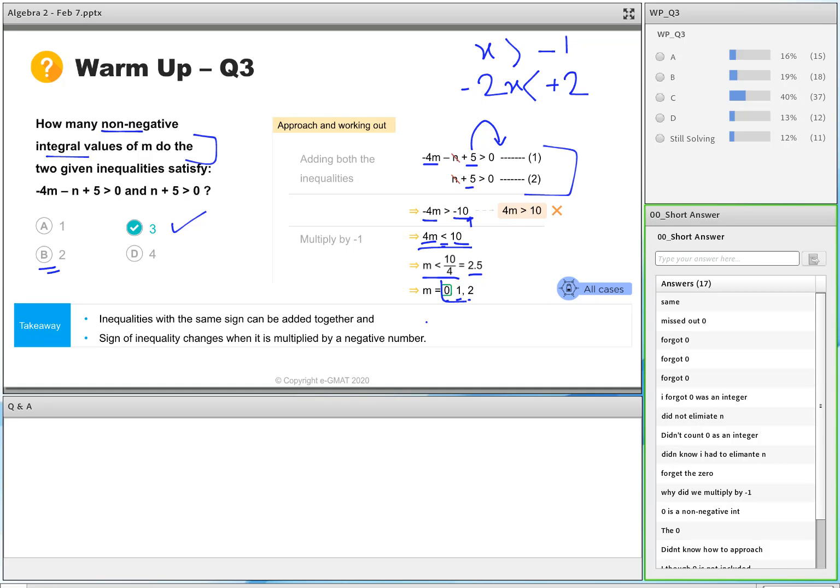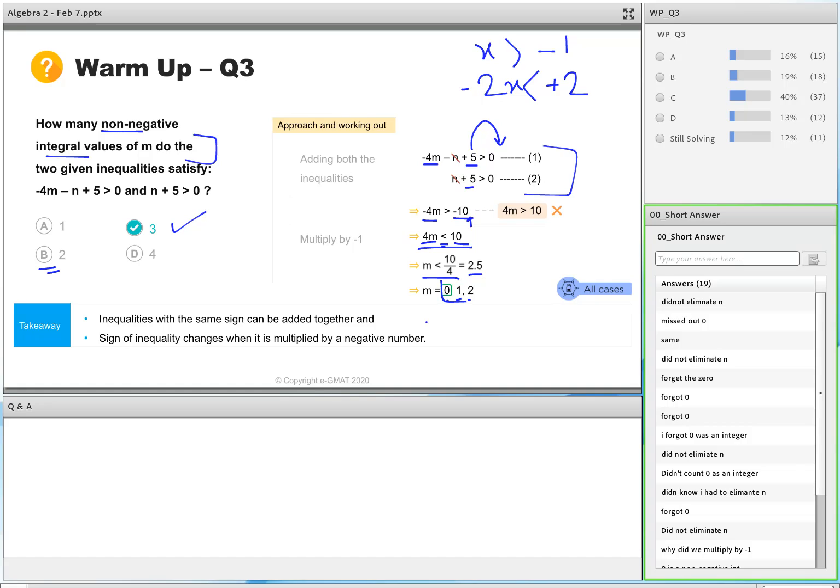Didn't know how to approach, okay. Did not eliminate n. Okay. Again, so two or three very important things. Let's just pause for a minute over here and understand what are the things that we need to keep in mind for solving these kind of questions.